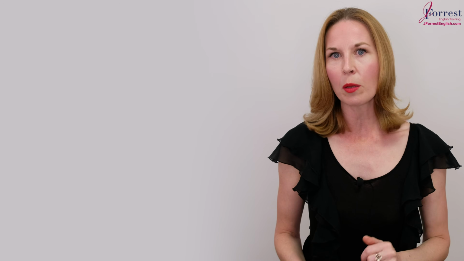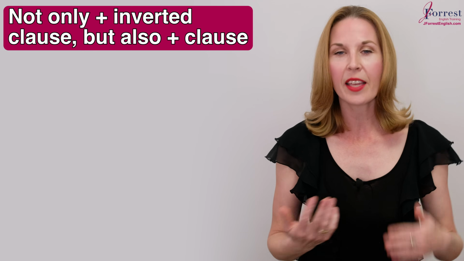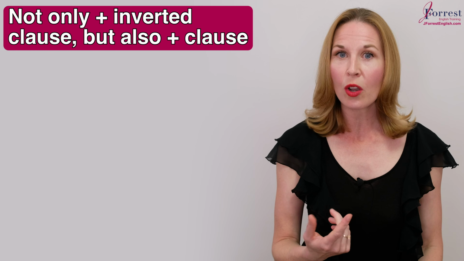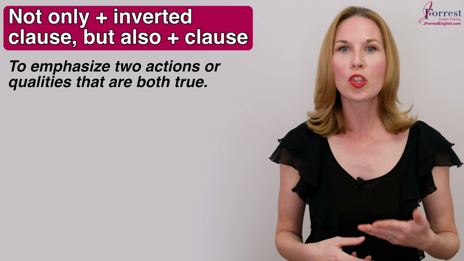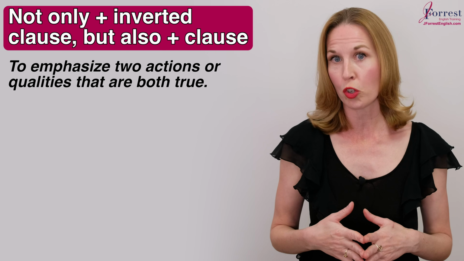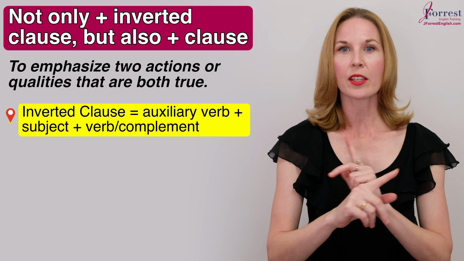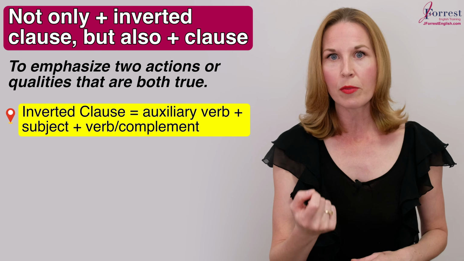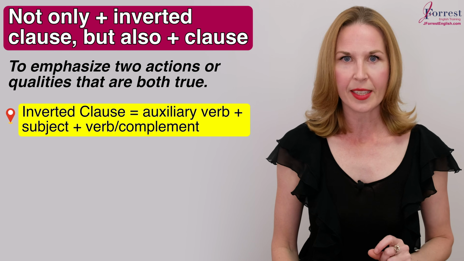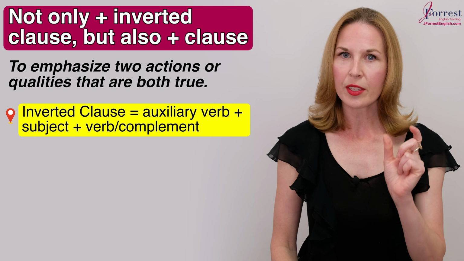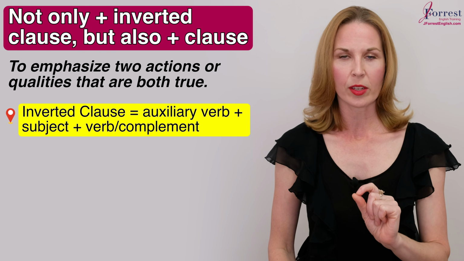The pattern becomes not only plus inverted clause. And then the second part, but also plus clause. Now this is still to emphasize two actions or qualities that are both true. What's an inverted clause? Well, we invert it. So it's auxiliary verb plus subject plus verb or complement. Let's review the examples. Not only, notice, not only is how we start. Not only did, we need an auxiliary verb.